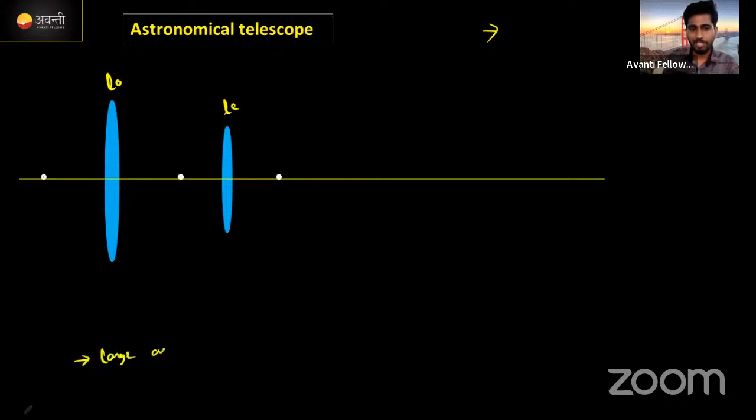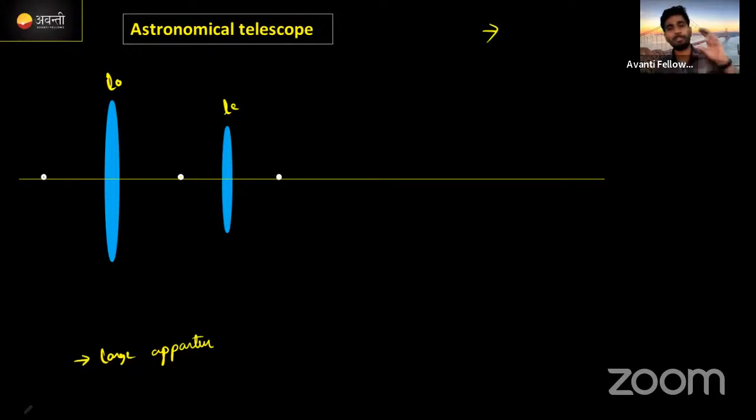Large aperture होना चाहिए. Right? Why? Because if you're collecting a huge number of light rays falling on it, more bright images will be formed. For that reason, we are taking the objective lens with a very large aperture.